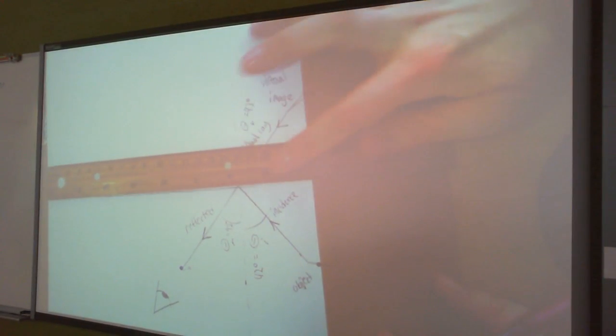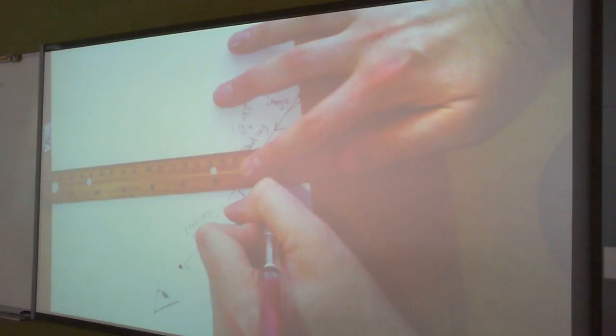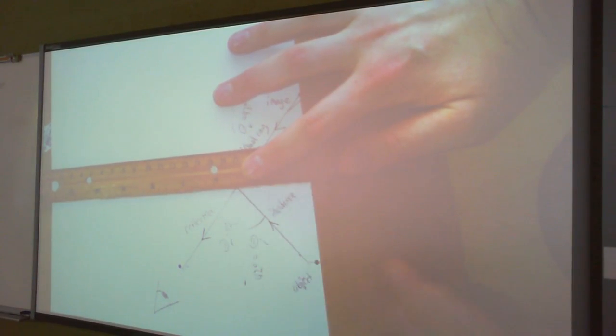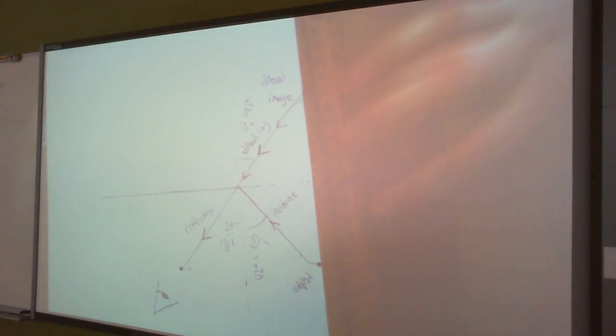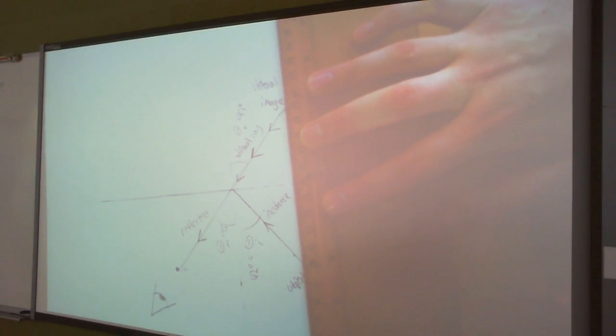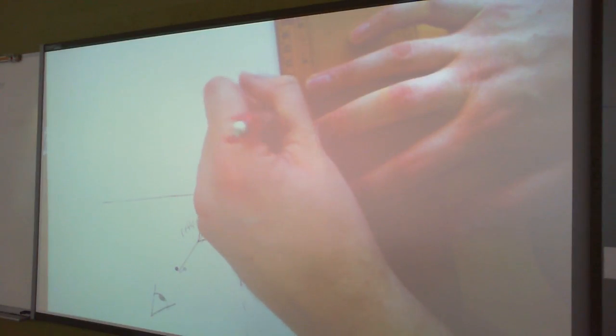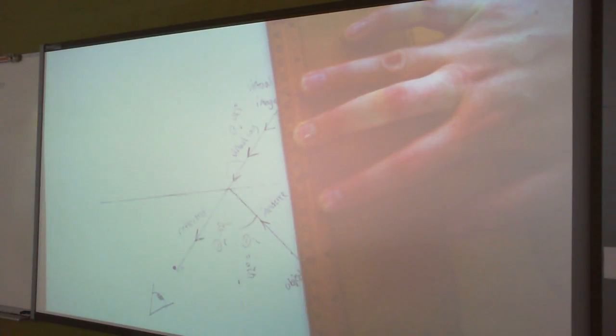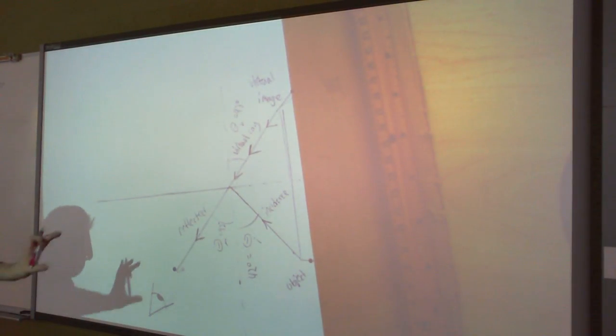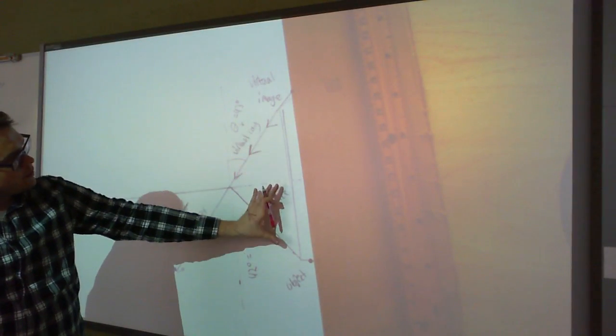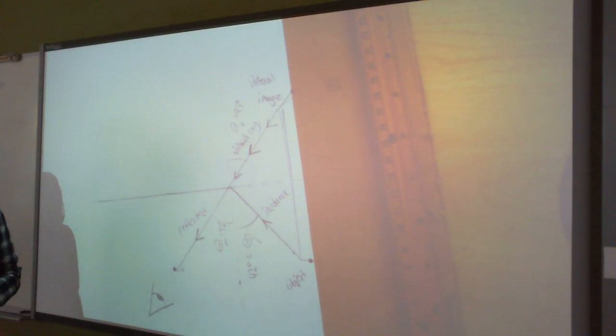But one more thing that we can measure here is, I'm going to extend the plane of the mirror, and I can measure the distance of the object from the mirror and the distance of my image to the mirror. This distance should equal that distance, like we've seen on the last problem. I think that's the last thing that I ask you to measure on this page.